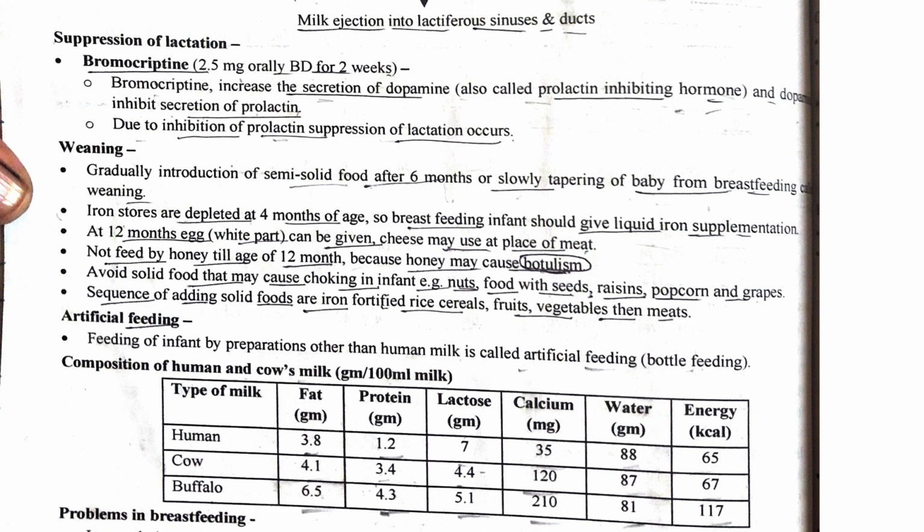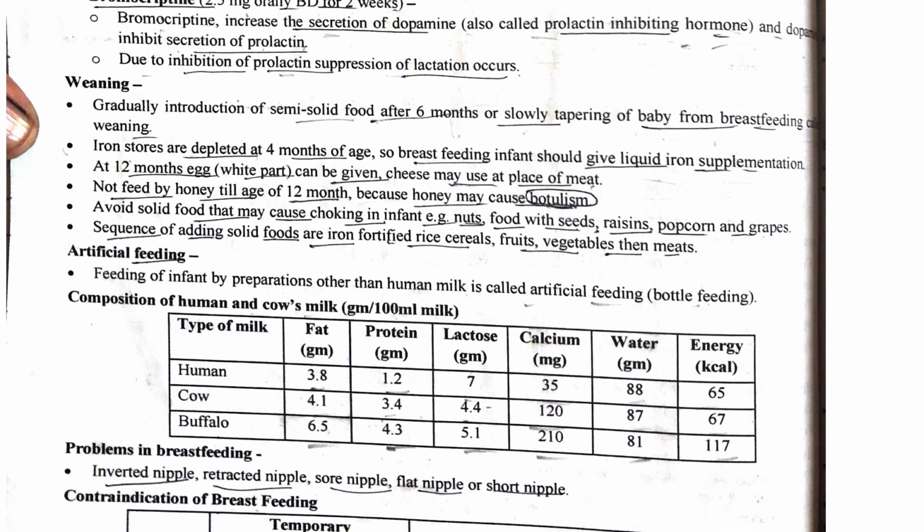Weaning is the gradual introduction of semi-solid food after 6 months, or slow tapering of a baby from breastfeeding. Iron stores are depleted at 4 months of age, so breastfeeding infants should be given liquid iron supplementation. At 12 months, the egg white part can be given. Cheese may be used in place of meat. Do not feed a baby honey until the age of 12 months because honey may cause botulism.